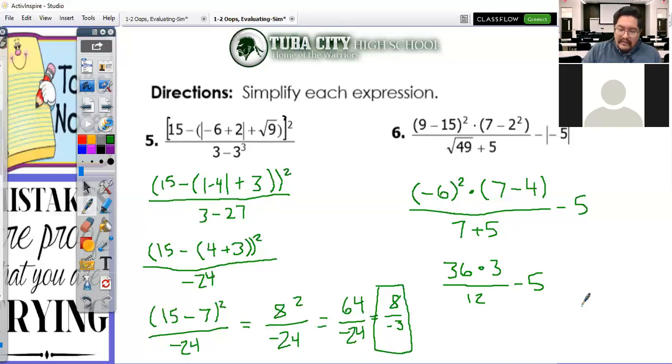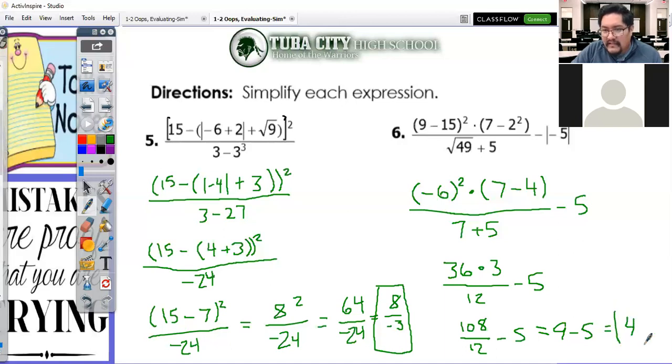And here, I'm going to go ahead and go 36 times 3, and that's going to be 108. So 108 over 12 minus 5. So 108 divided by 12 is going to be 9. And this means that we're going to get 9 minus 5, right? The 5 is going to stay here. We just divided 108 by 12. And 9 minus 5 is going to be 4.